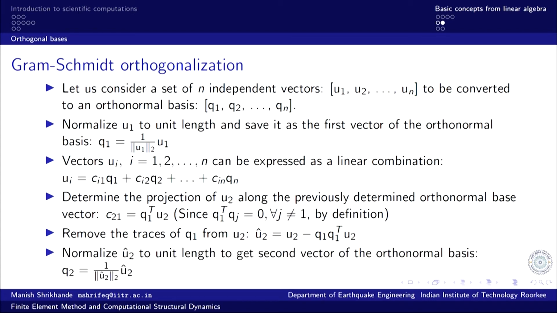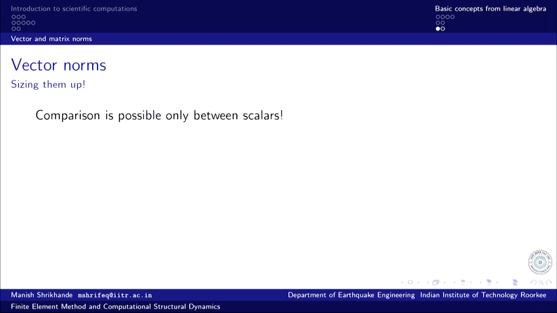The orthogonalized vector, we can normalize it to unit length, and that is how we generate the second vector of the orthonormal basis, q2. Again, u3 will be made orthogonal with respect to q1 and q2 by a similar process, and then normalized to get q3. Then u4 will be made orthogonal with respect to q1, q2 and q3, and then subsequently normalized to unit length to get q4, and so on it continues. So, it is a sequential process, and this process is called Gram-Schmidt orthogonalization.